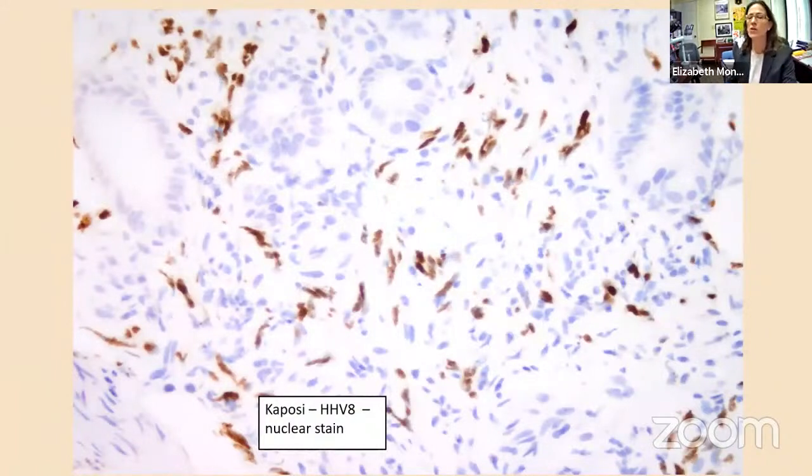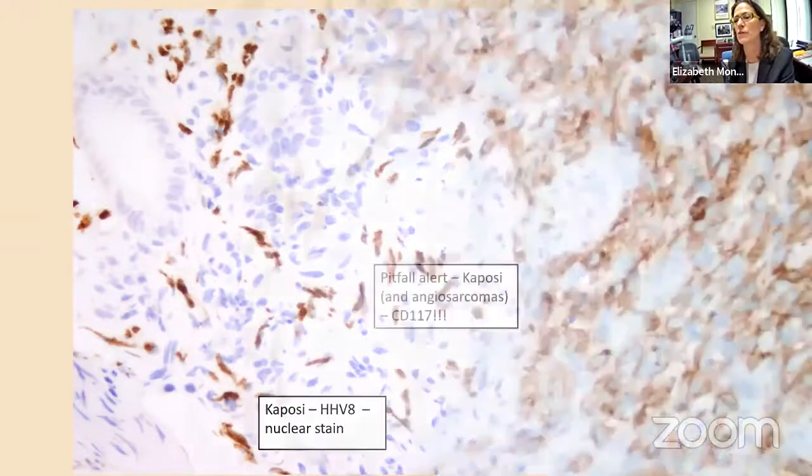Nowadays, if you're lucky, you can do an HHV8 or LANA1 or LANA immunostain. It stains the nuclei. Don't expect it to stain every nucleus. It's fine if it just stains some of them, and that will confirm your interpretation.